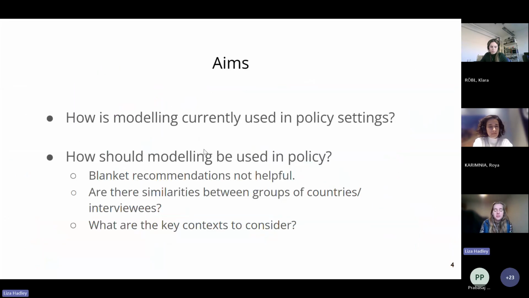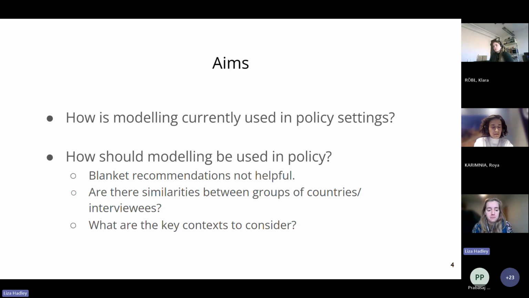And then the aims of something like this sort of study, we wanted to understand how is modelling currently used in policy settings, or rather, how is it used in COVID? I guess we're a couple of years on now, with a view to thinking about how should modelling be used in policy. So as Roya said, we don't have any formal kind of guidance for these sort of data decisions, modelling to decisions pathway. And these sorts of studies can be really helpful for informing that angle.